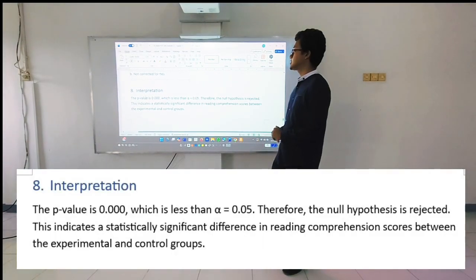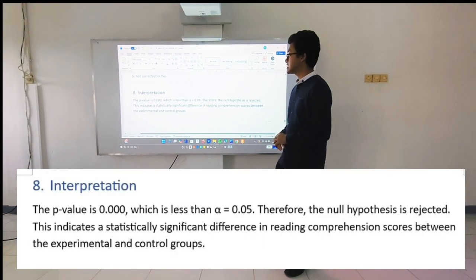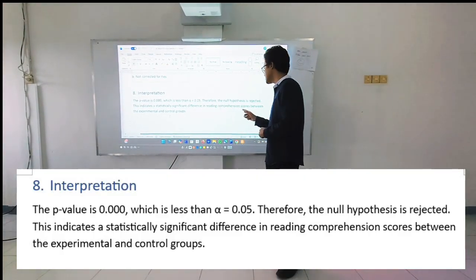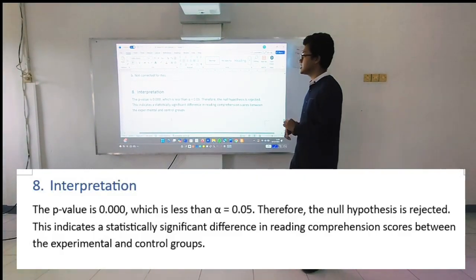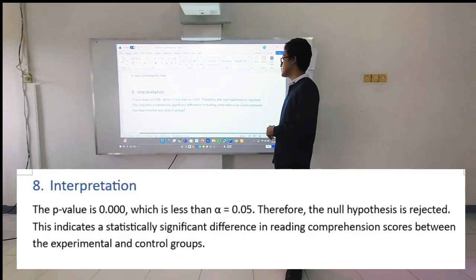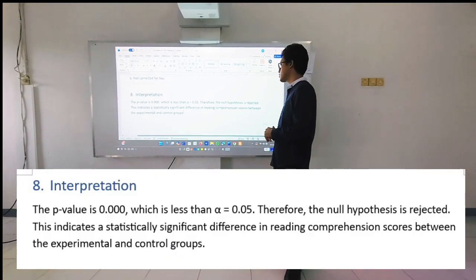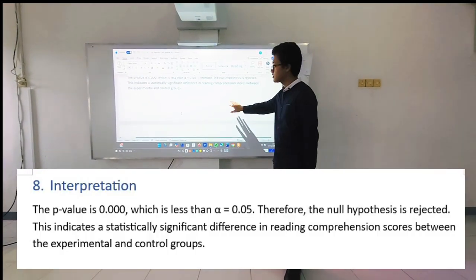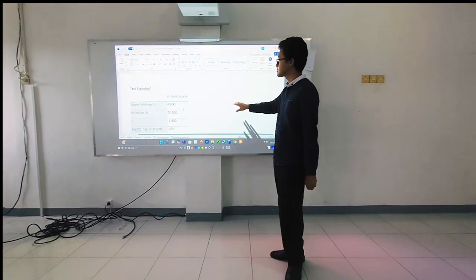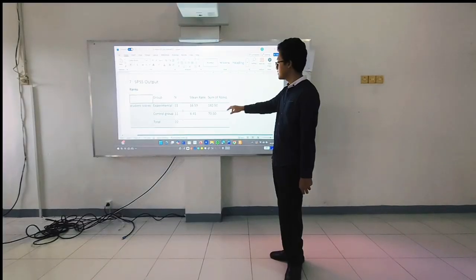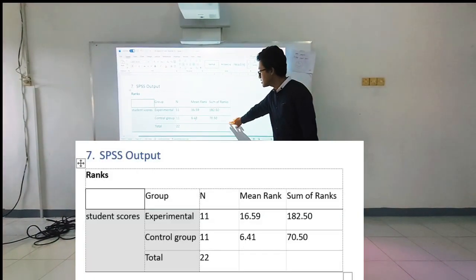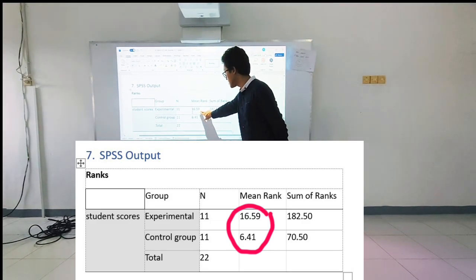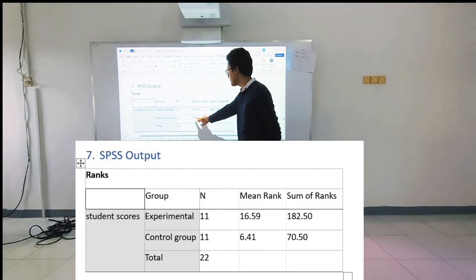Interpretation. The p-value is 0.000, which is less than alpha 0.05. Therefore, the null hypothesis is rejected. This indicates a statistically significant difference in reading comprehension score between the experimental and control group. As you can see, the rank is different. The mean rank is 16.59 for the experimental group and 6.41 for the control group.